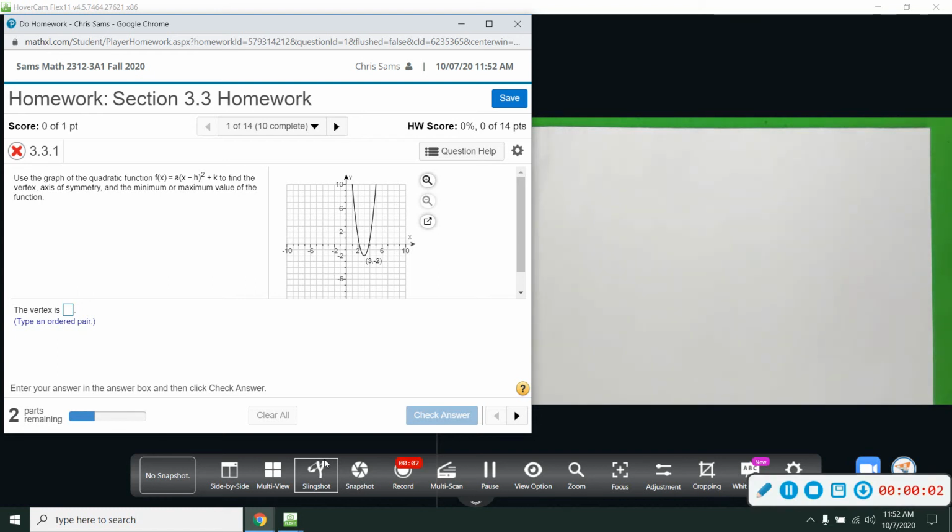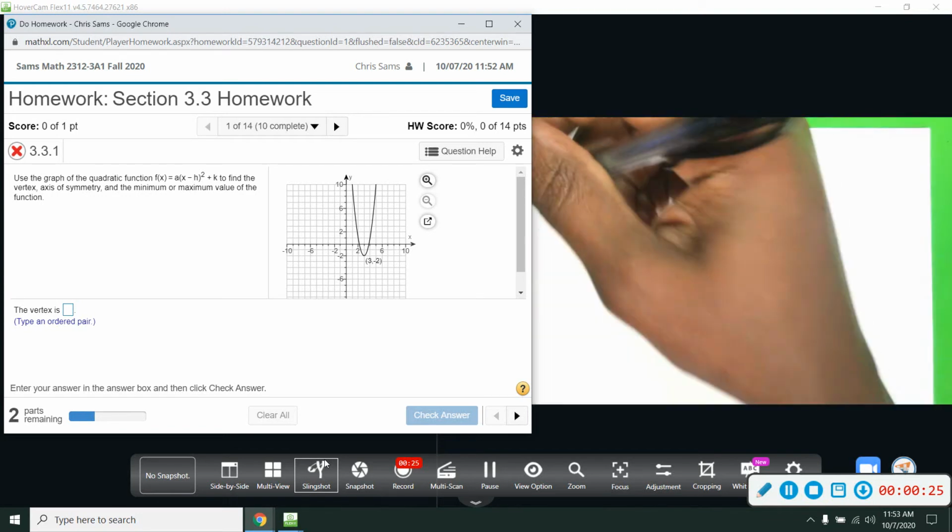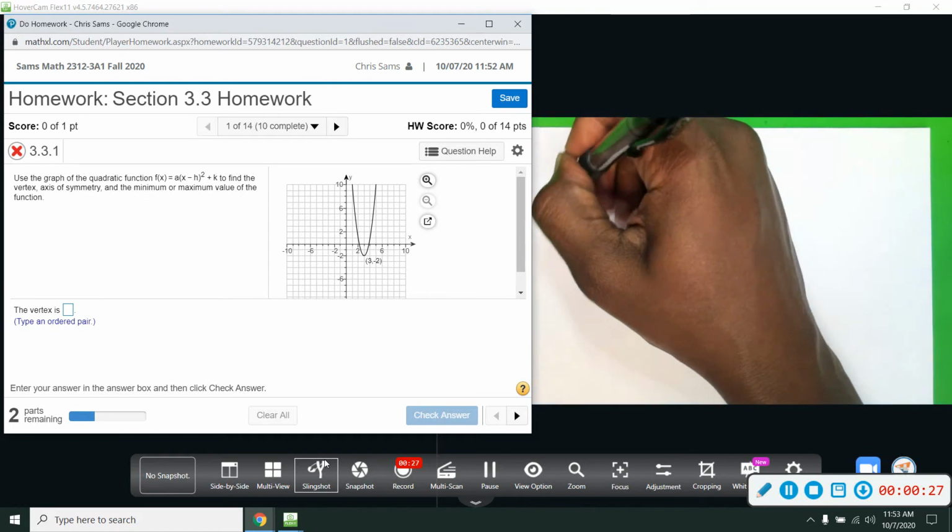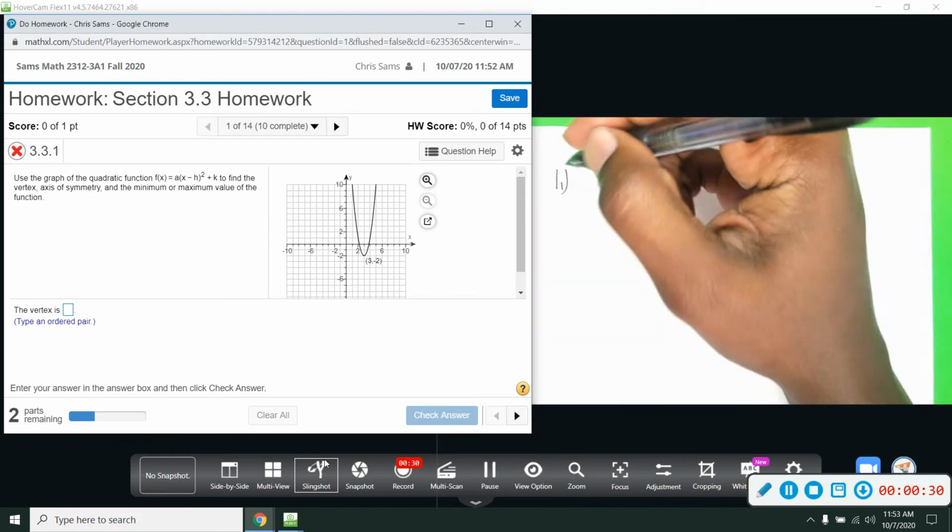All right, so we're going to be looking at section 3.3, and this first question wants us to use the function f of x equals a times the quantity x minus h squared plus k to find the vertex, the axis of symmetry, and the minimum or maximum value of the function. Okay, so we can see the graph. We don't actually have an equation this time, but let's go over the information.